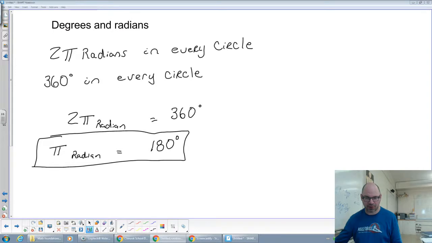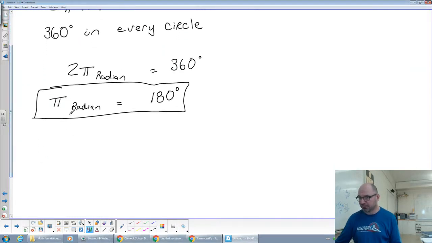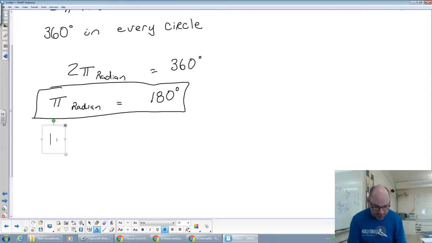Okay, so let me get myself set up here. That was a couple examples. Okay, so the first thing we're going to do is use this relationship here to convert radians to degrees. So the first example that we're going to look at is converting radians to degrees.